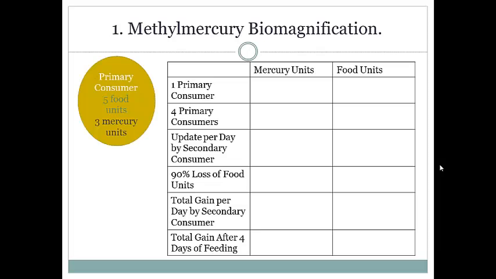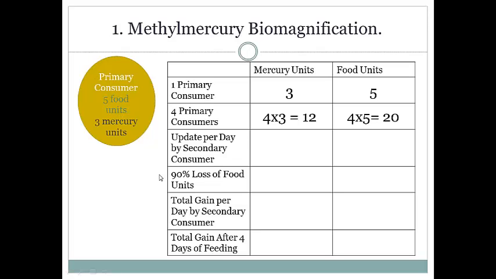So here is my day 4 consumer. It has 5 units of food and 3 units of mercury. Now, my secondary consumer is going to eat 4 primary consumers. So that's why we've got 4 primary consumers here. If we eat 4 primary consumers, and each one has 3 mercury units, we end up with 12 mercury units. Same thing for the food. We've got 5 food units per primary consumer, and there's 4 of them being consumed, so that's 20.